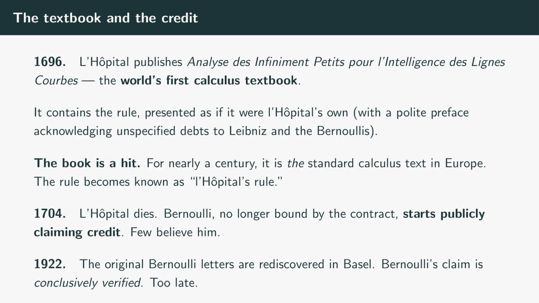In 1704, L'Hôpital dies. Bernoulli, no longer bound by the contract, starts publicly claiming credit. He writes letters. He gives lectures. He says, in effect, look, I taught him that. That's my result. Almost nobody believes him.